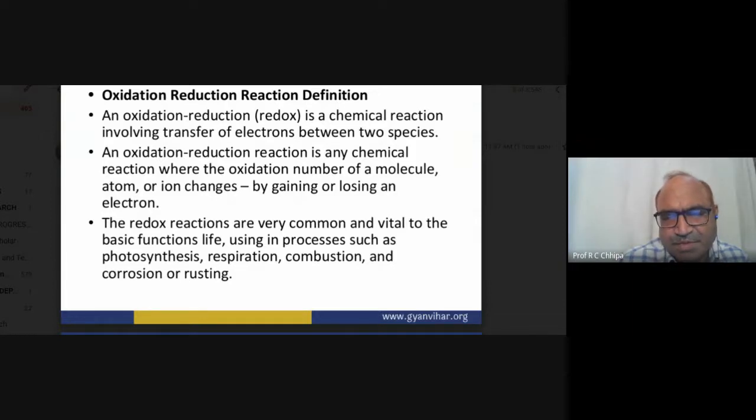They are used in processes such as photosynthesis, which I have discussed, respiration for ourselves, and the combustion of fossil fuels. Combustion of fossil fuel is because of oxidation, and photosynthesis is also an example of a redox reaction. So redox reactions are very common and very fruitful, vital to basic functions, life supporting processes.